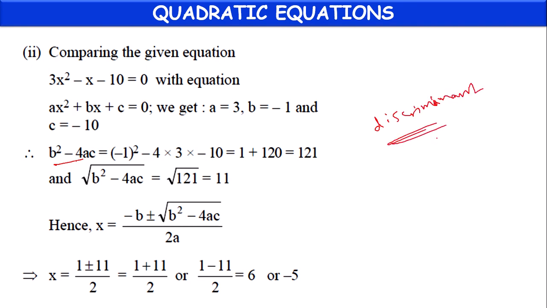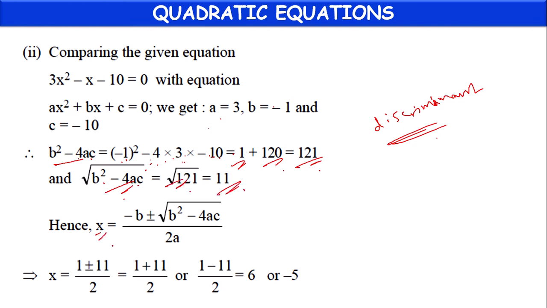Discriminant part first: b square minus 4ac. Let's substitute the values. b value, minus 1 whole square; 4 into a value 3; c value minus 10. Minus 1 square is 1. Minus into minus, plus 4 into 3, 12. 12 into 10, 120, which is 121. Next, root of b square minus 4ac, root of 121, which is 11.